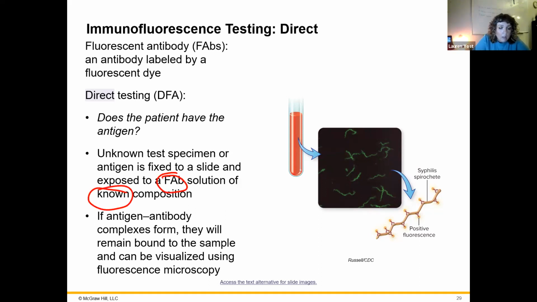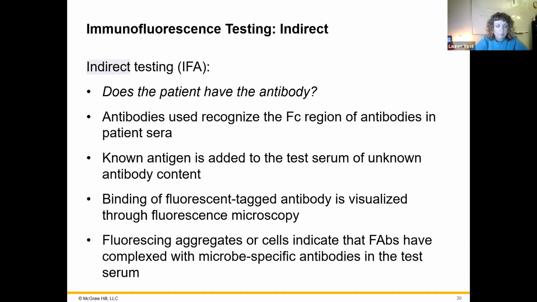Our unknown, we've put it on a slide, we put a known antibody on there. And if they do bind, and that special known antibody fluoresces when it's exposed to a certain wavelength of laser, then it'll glow and we'll know that there had to be binding going on. So we wanted to know, does the patient have the antigen? And if they do, then it glows because we have a fluorescent antibody. Fluoro means glowing. If it's indirect, does the patient have the antibody, not the antigen, the antibody?